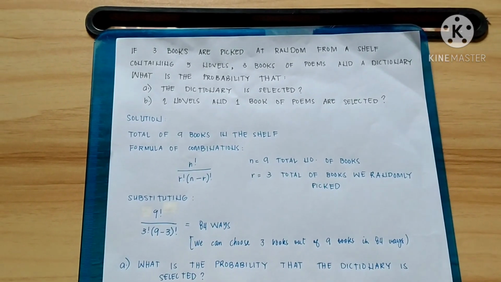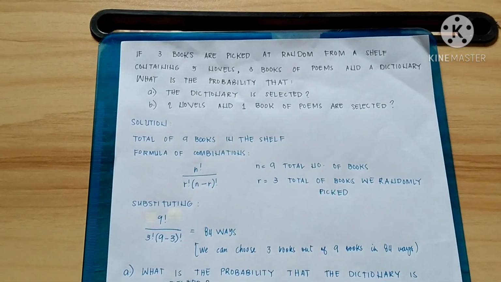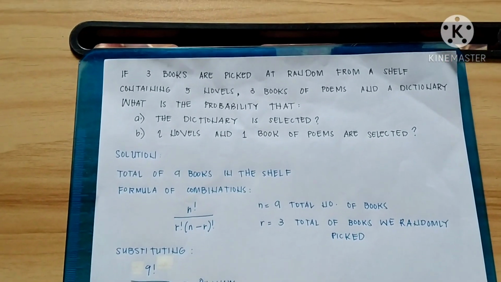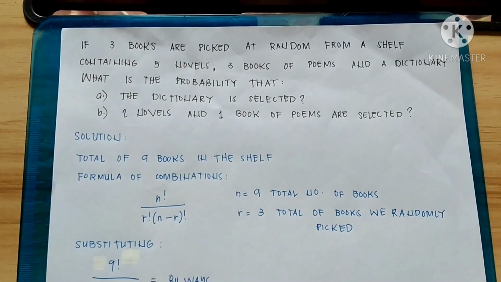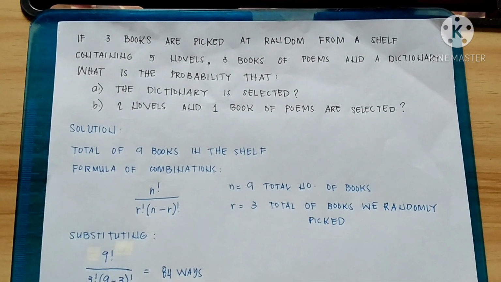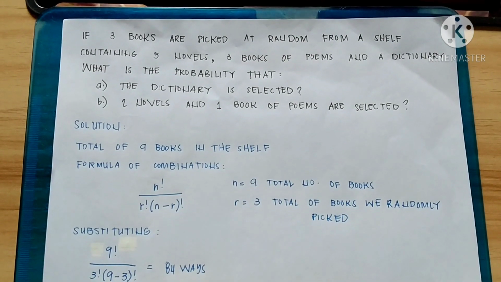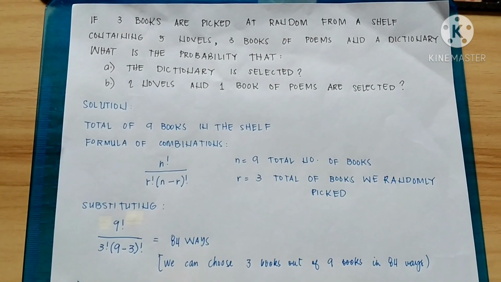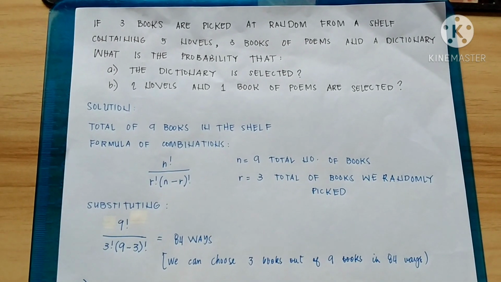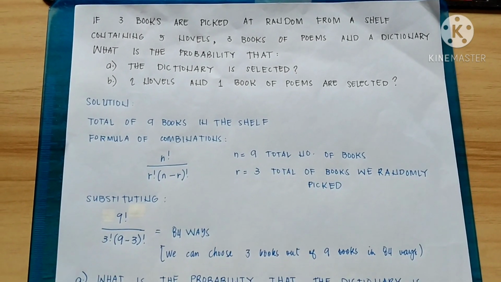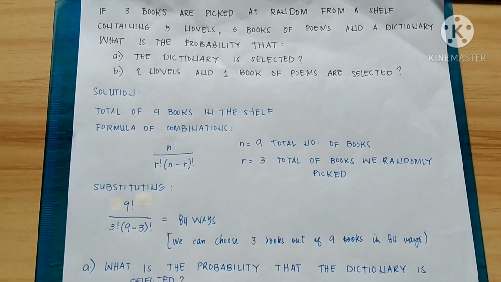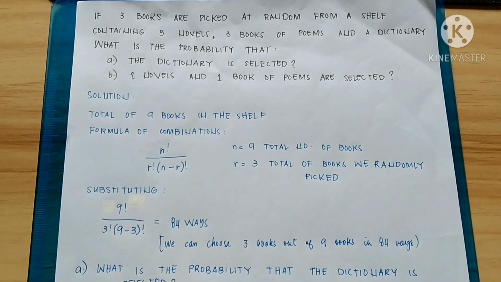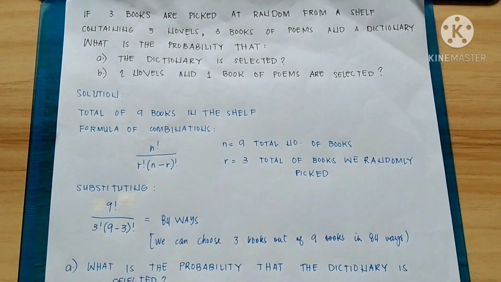Problem number 4. If 3 books are picked at random from a shelf containing 5 novels, 3 books of poems, and a dictionary, what is the probability that A. The dictionary is selected, and B. 2 novels and 1 book of poems are selected? So there was a total of 9 books placed in the shelf, 5 novels, 3 books of poems, and 1 dictionary. And we need to pick 3 books randomly from that shelf.